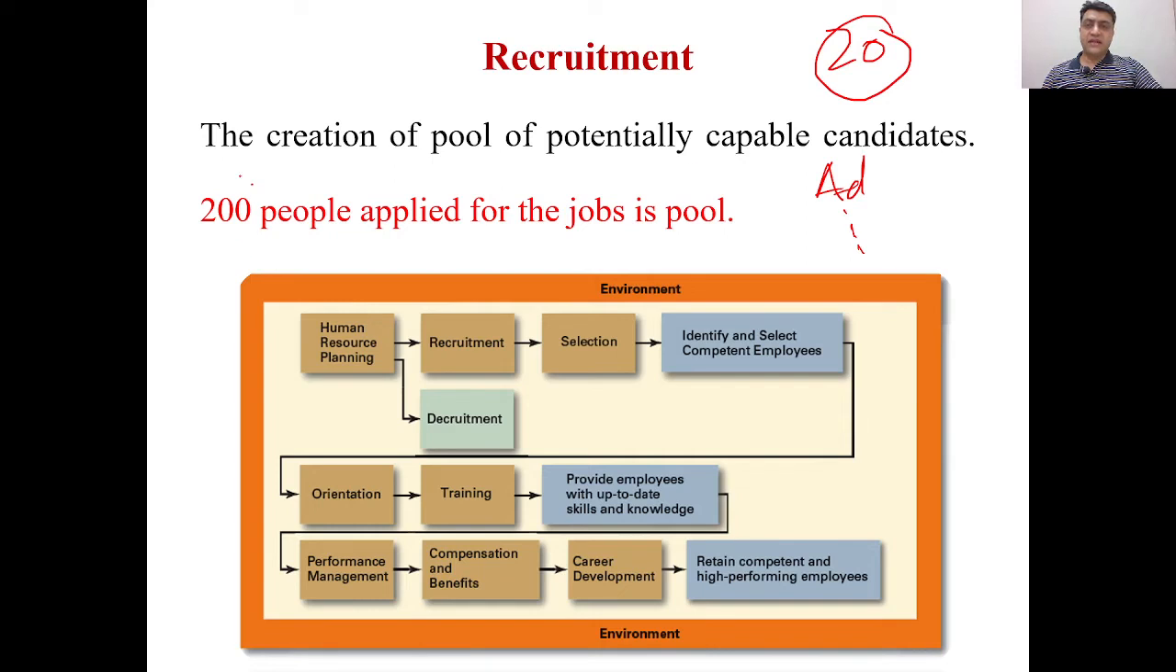So let's say at the end of the deadline, 200 people applied for the jobs; that is your pool. So now you have 200 CVs. So that is the recruitment function. Here your recruitment function is finished.